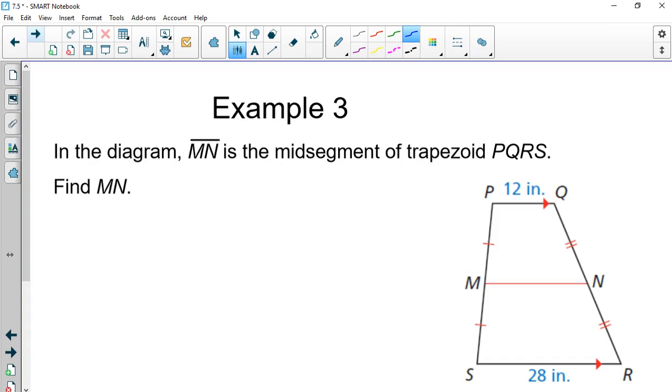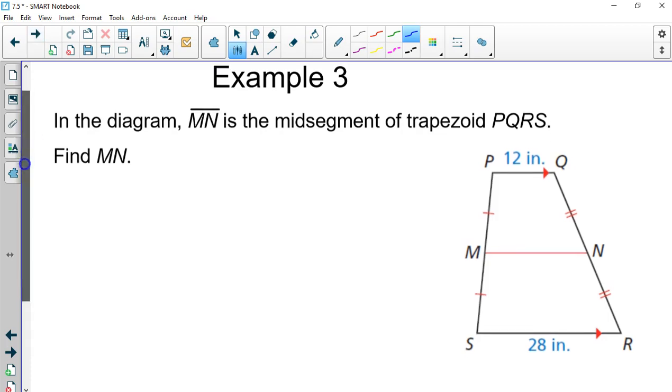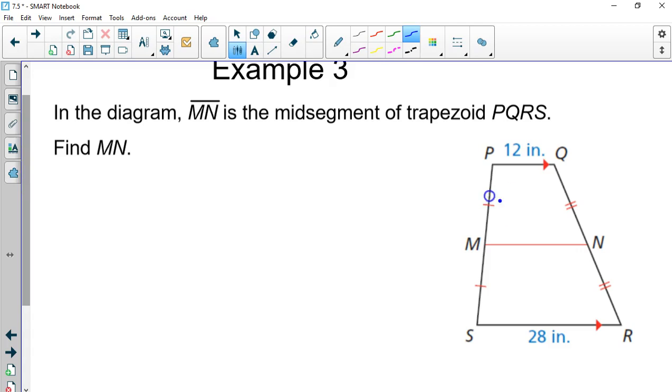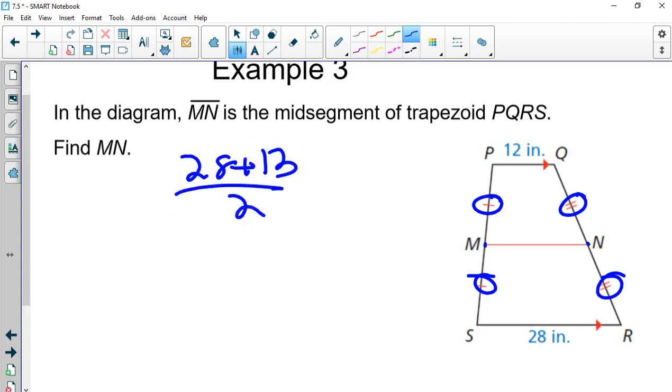Alright, in the diagram, MN is the mid-segment. Even if you weren't told that, you know it because those are equal, which means those two points are midpoints. Find MN. All we're going to do is add 28 plus 12, so it'll be 12, not 13, and divide by 2. So 28 plus 12 is 40. 40 divided by 2 is 20. So the measure of MN is 20 inches.